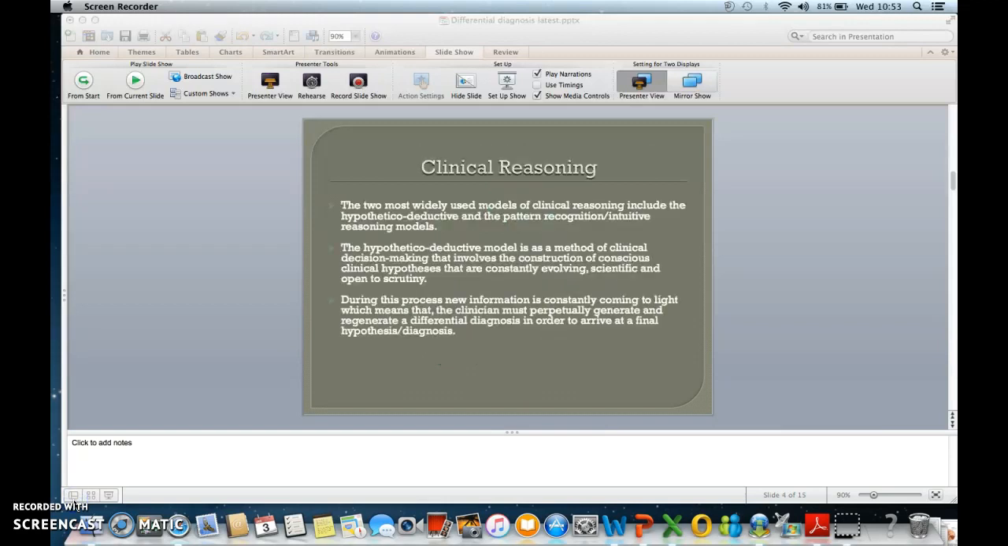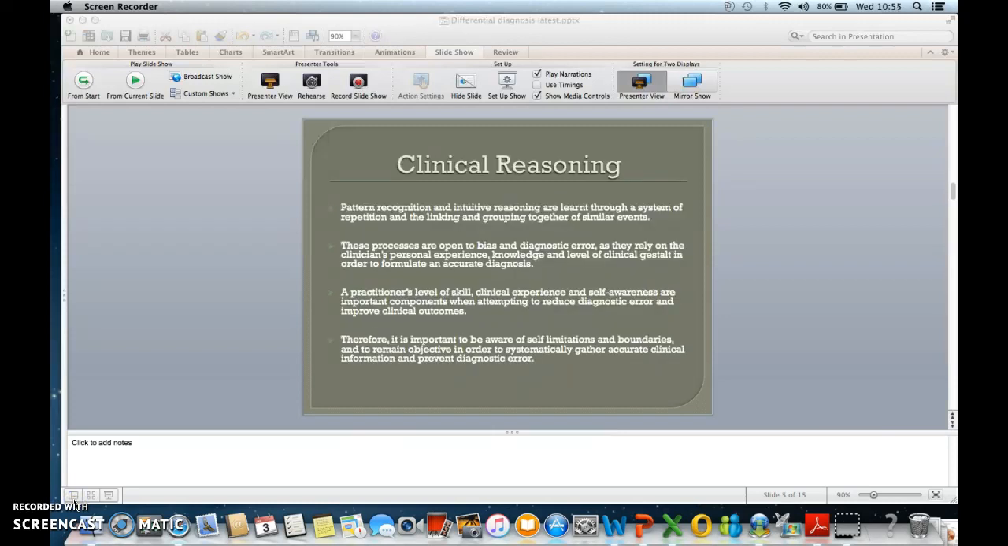The 2 most widely used methods of clinical reasoning include the hypothetico-deductive and pattern recognition intuitive reasoning models. The hypothetico-deductive model is a method of clinical decision-making that involves the construction of conscious clinical hypotheses that are constantly evolving, scientific and open to scrutiny. During this process, new information is constantly coming to light, which means that the clinician must perpetually generate and regenerate a differential diagnosis in order to arrive at a final hypothesis or diagnosis.